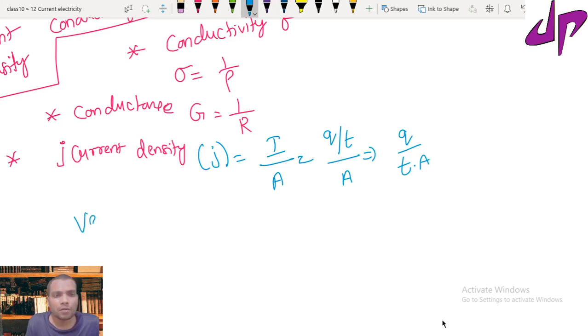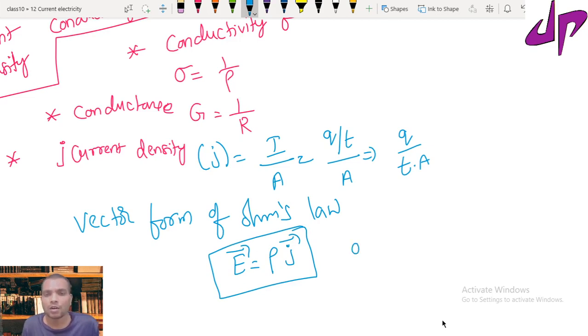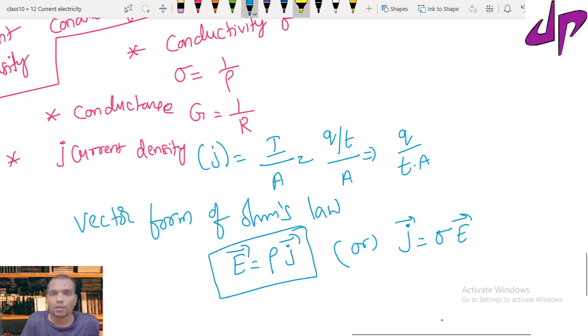Finally, the vector form of Ohm's law: the electric field E bar equal to rho times J bar. This is the relation between electric field, rho and current density. Or current density J equal to sigma times E bar. These two give the vector form of Ohm's law, the relation between electric field and current density through sigma and rho.